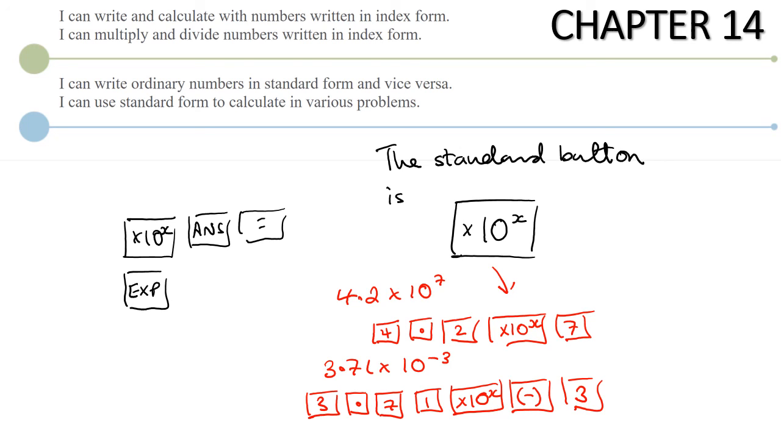So this covers everything that you need to know to do with the rules for powers and working in standard form. There will be some more rules for powers, but that comes in one of the later chapters.